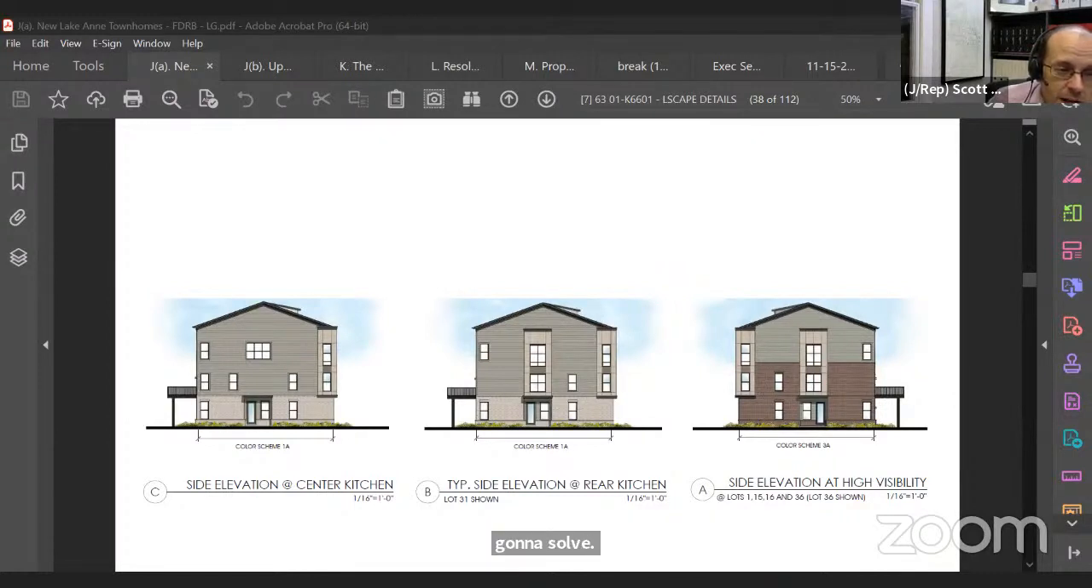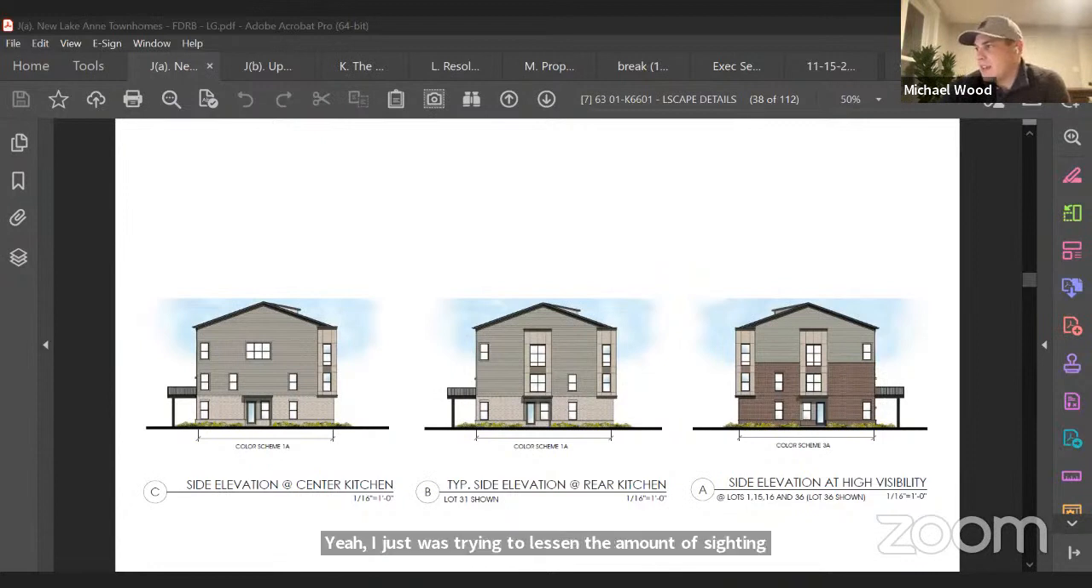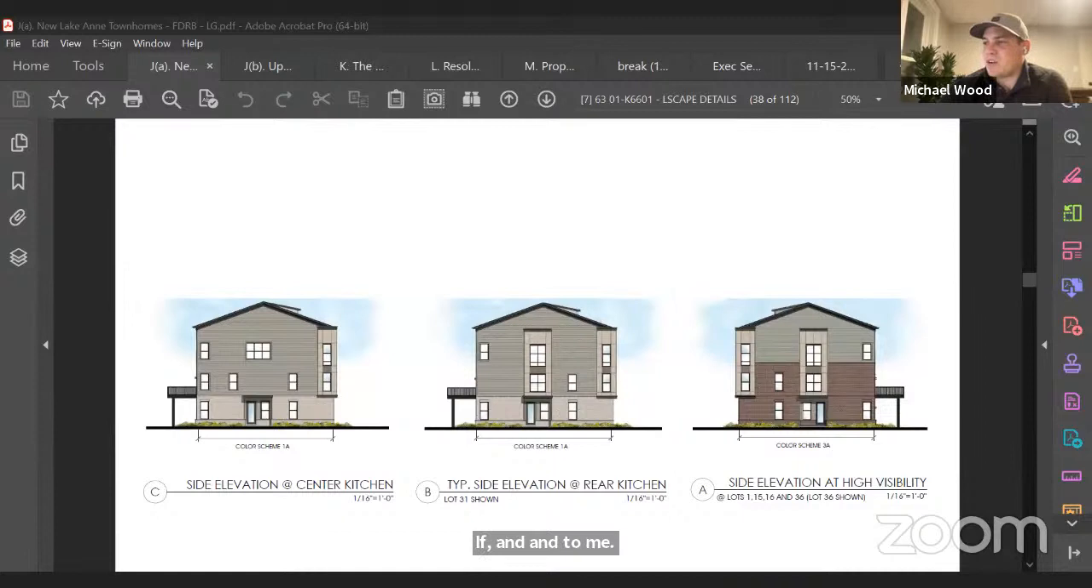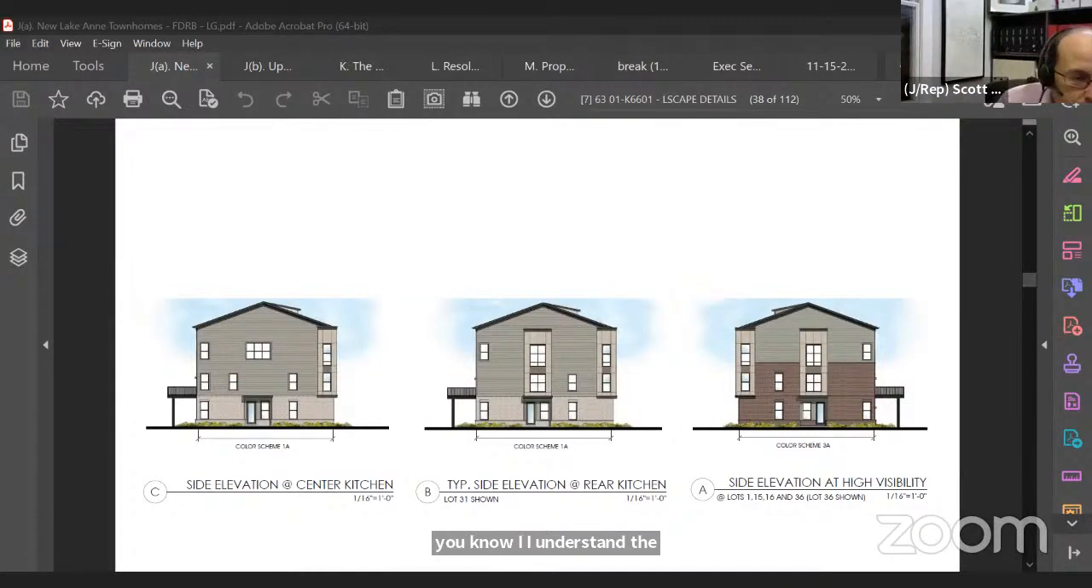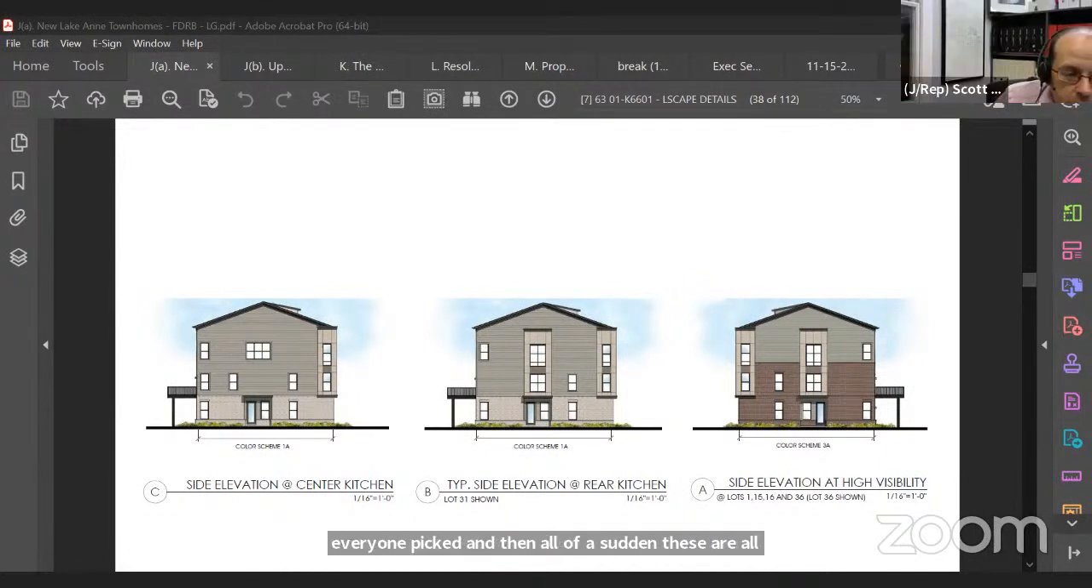So maybe we can come up with something else. I was just trying to lessen the amount of siding, you know. And to me, I understand the plan issue, but I also think someone wants to buy a home that's attractive looking. Unfortunately, to me, that elevation is not hitting the mark. And if everybody loves the center kitchen plan, it might be the winner that everyone picks, and then all of a sudden these are all sprinkled throughout the community. It would just pain me not to say anything.